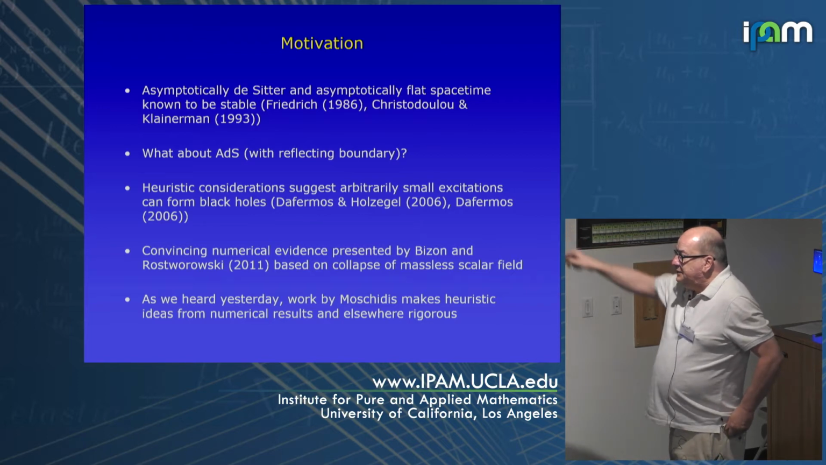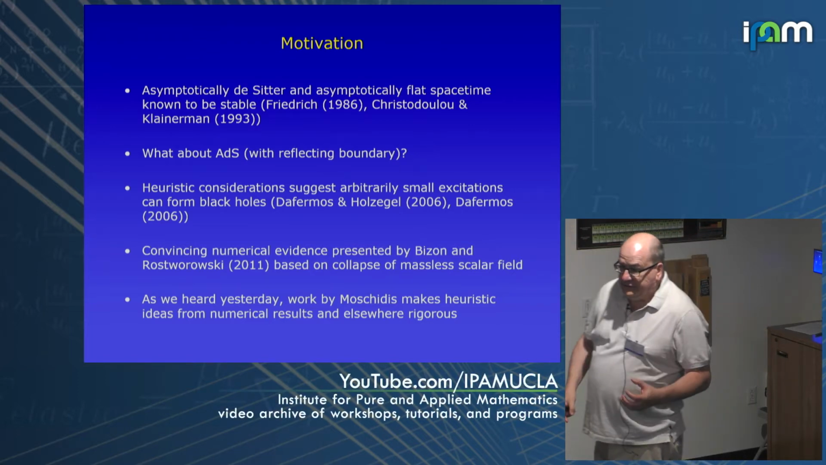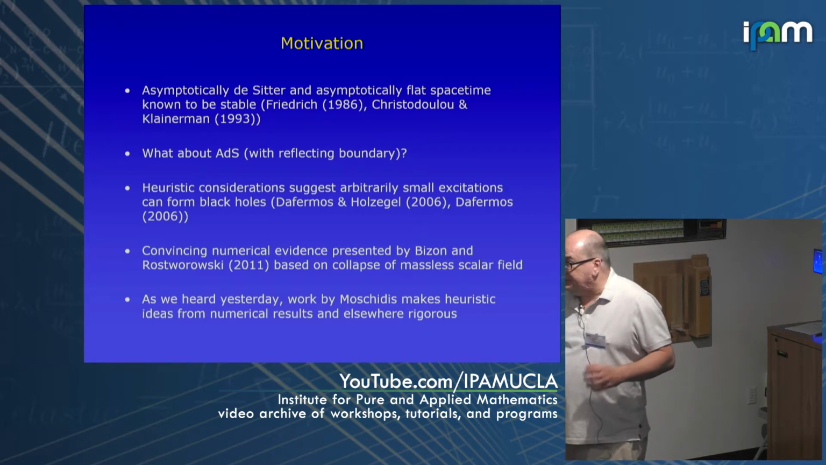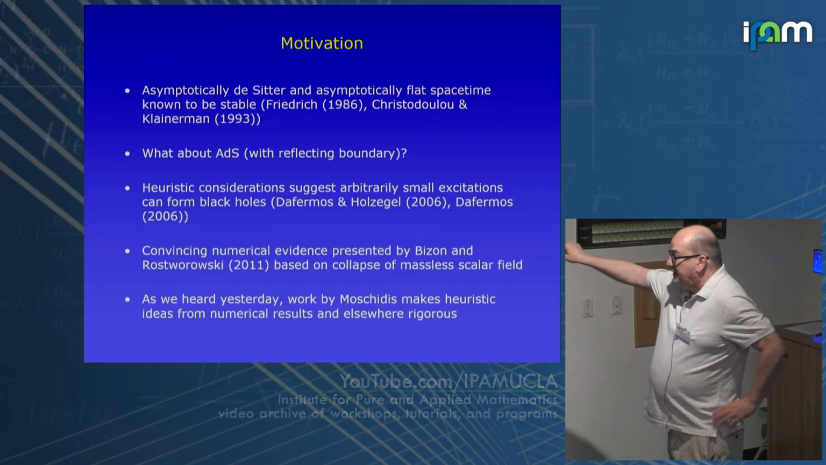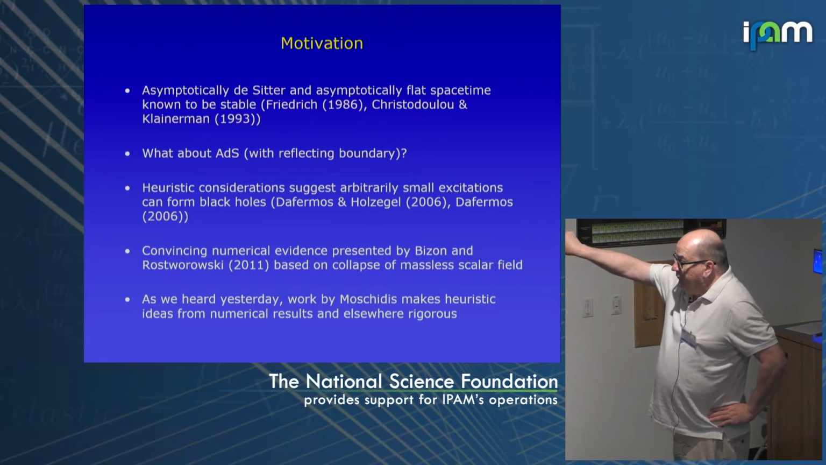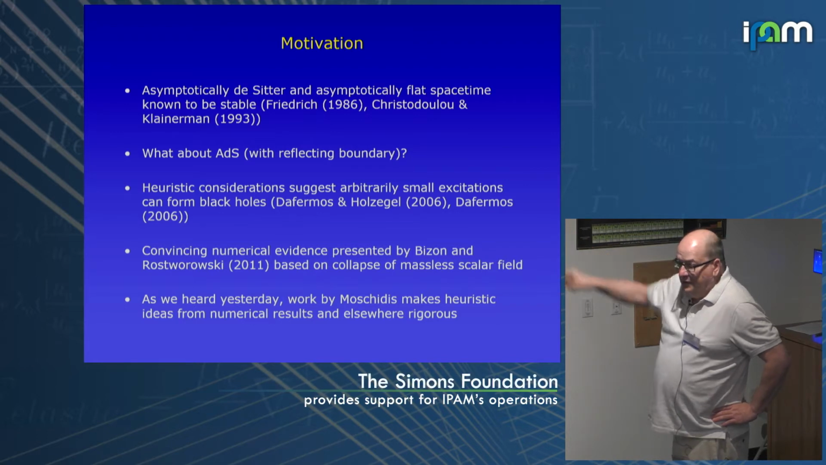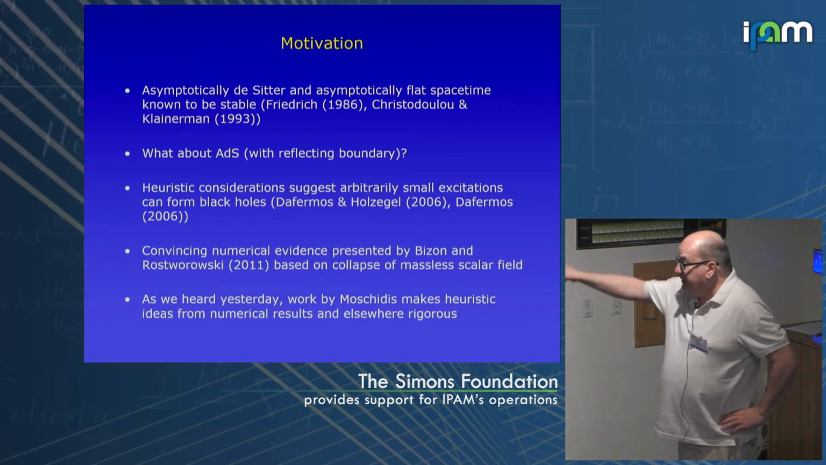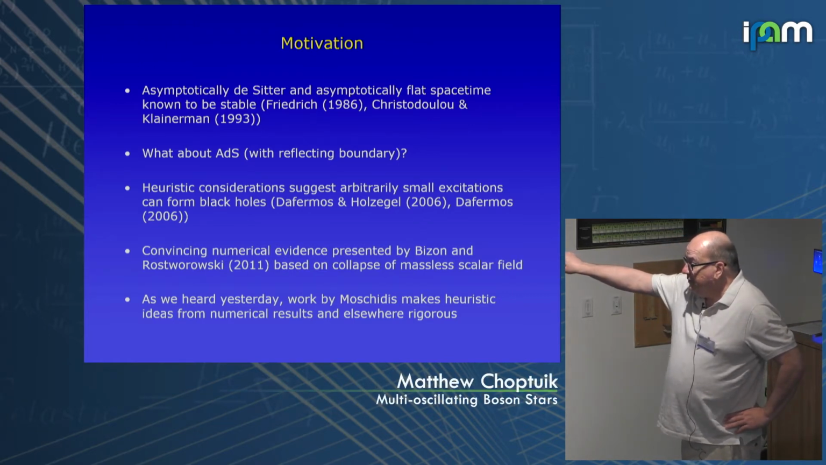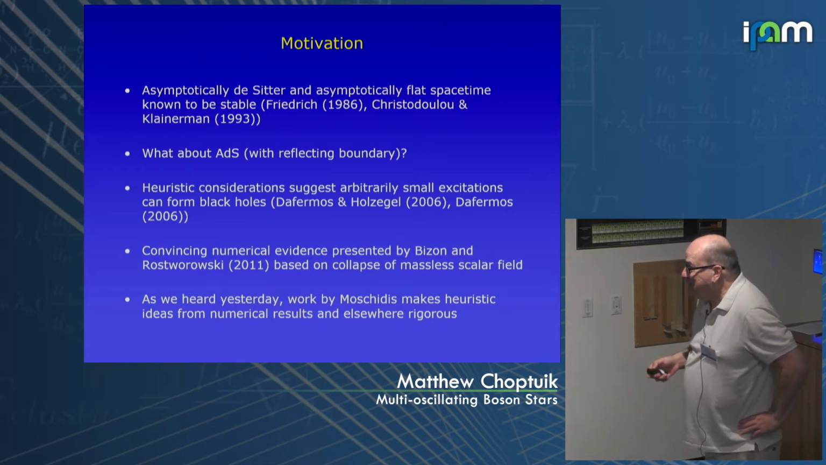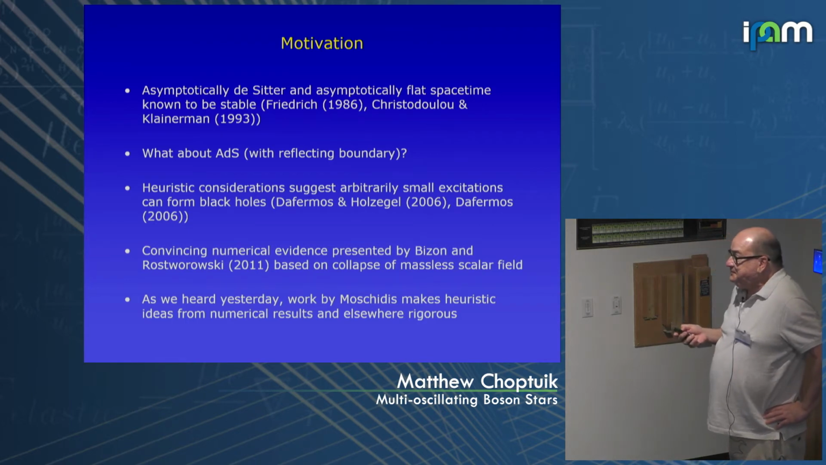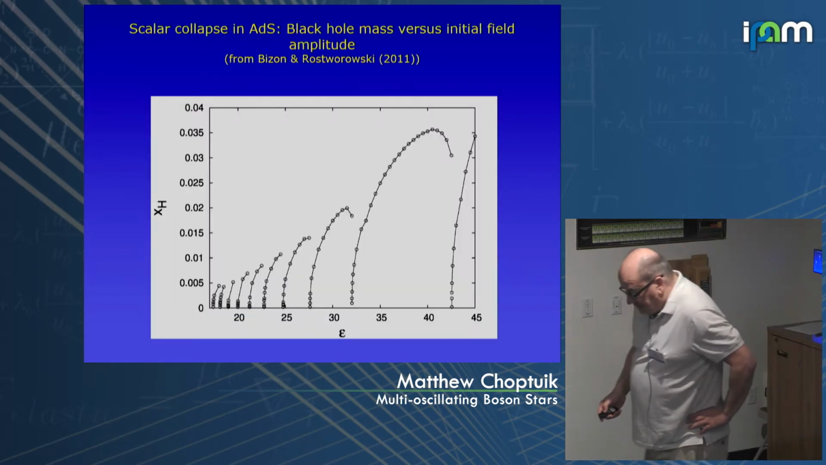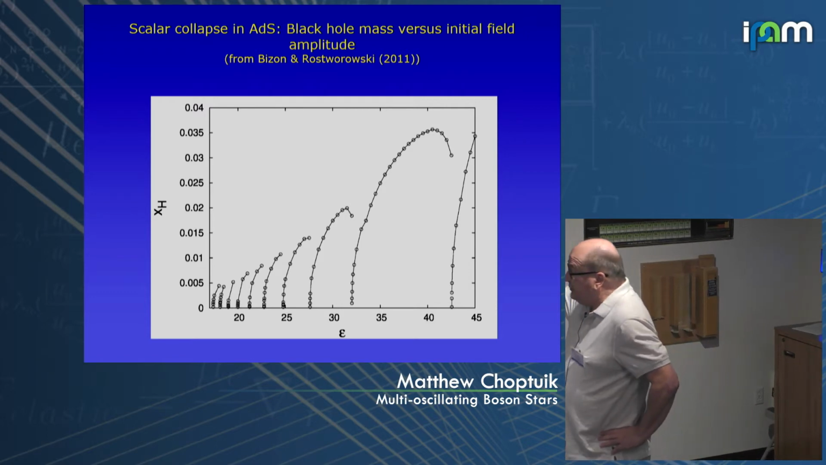So heuristic considerations suggest that arbitrarily small excitations can form black holes. So this was conjectured back in 2006. And rather convincing numerical evidence was presented by Bizoń and Rostworowski in 2011 in their studies of a massless scalar field. And as we heard yesterday, you can make this heuristic idea rigorous. So I guess there is some rigor here in a reference to a rigorous work. So 1% rigorous.